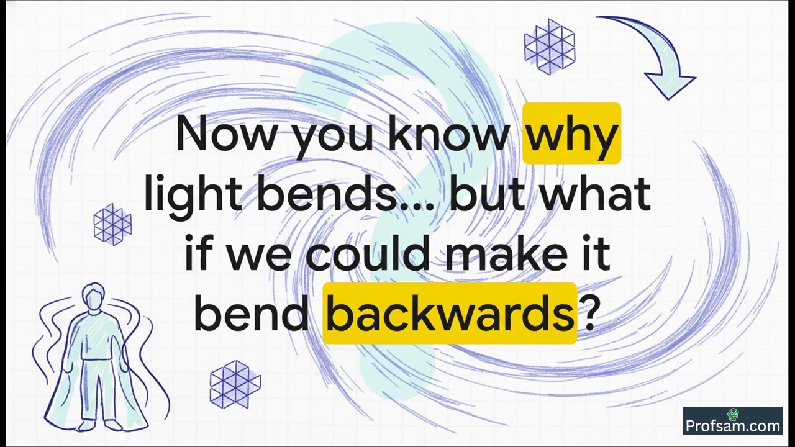to think about. What if we could design a special material that makes light bend backwards? I know it sounds like something from a movie, but this is a real area of physics research. It's what could lead to things like invisibility cloaks. Something to think about, isn't it?